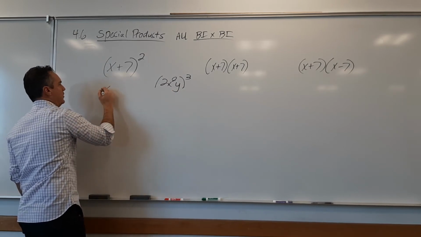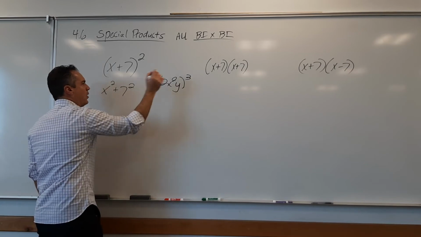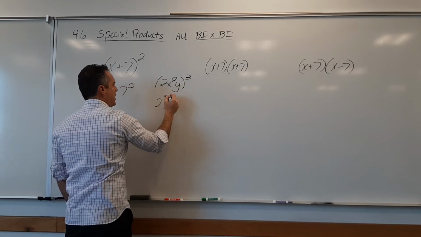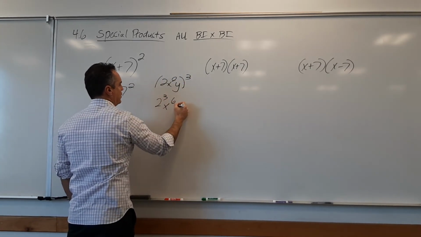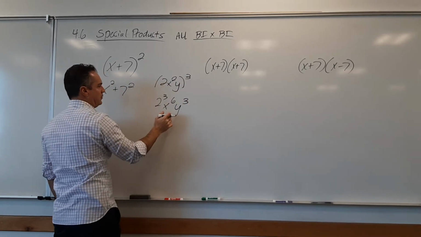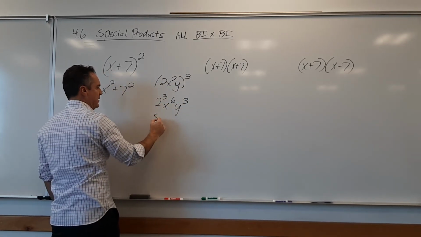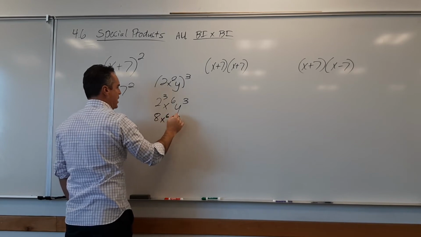We cannot say simply this is x squared plus 7 squared. Where here we can say, hey, this is 2 to the third, and x to the 2 times 3 is x to the 6, and y to the 1 times 3 is y to the third. That is the answer to this problem. Can we multiply that out and say 8? Yeah, sure, that's another option we could say, and that's true.